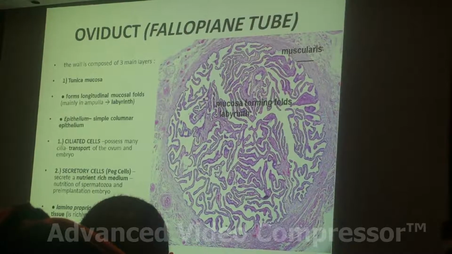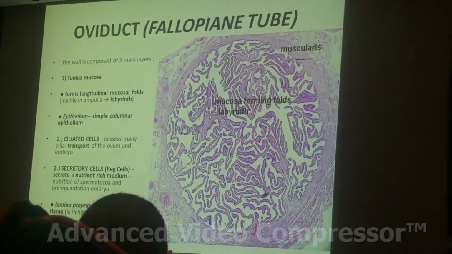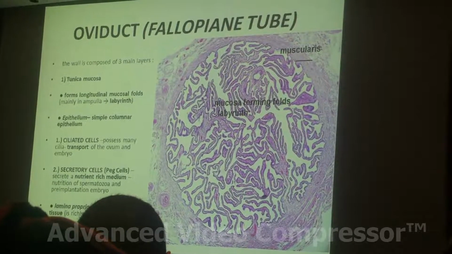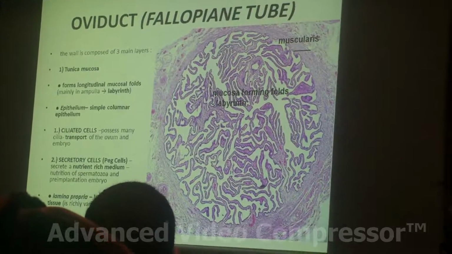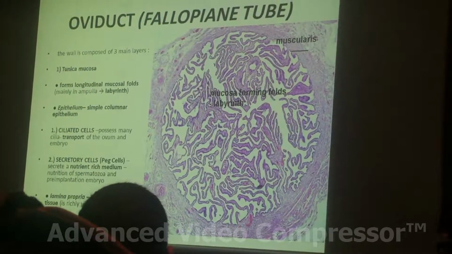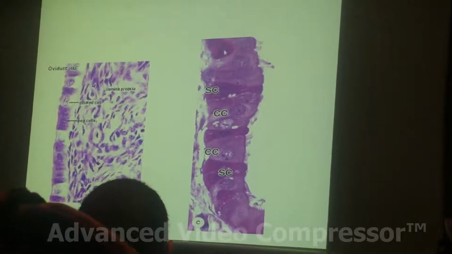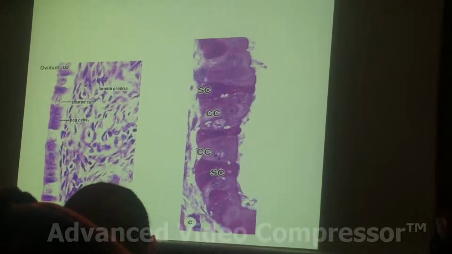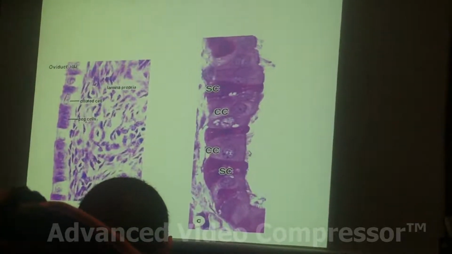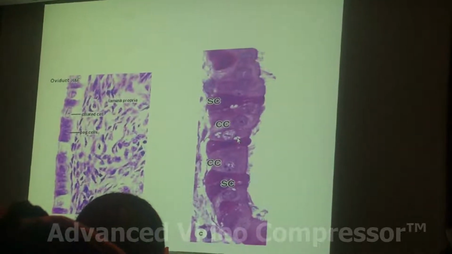The peg cells secrete a nutritious medium for the nutrition of the embryo and also for the nutrition of the sperms. The sperms actually use these secretions during their trip toward the ovum in the fallopian tube. So when you zoom in, this is the epithelial lining of the uterine tube. You can clearly see 2 types of cells with different colors. The large pale ones are ciliated. The small darker ones are the secretory peg cells.